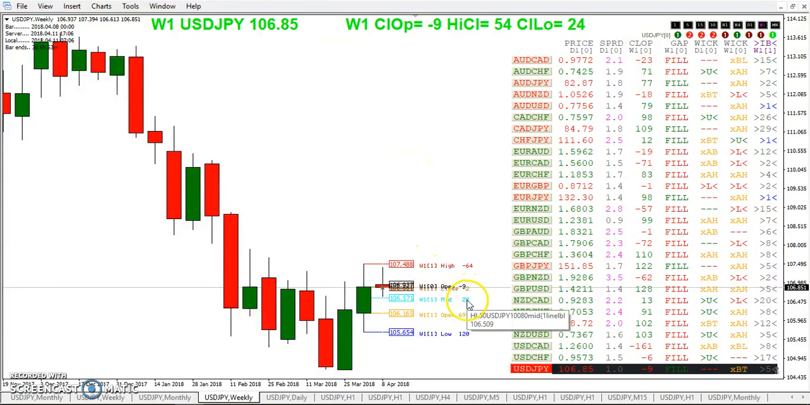And these numbers here, that's the distance between the line and the close. The way it works is it's close minus the line. So that's why you see it's 8 pips below the open, 63 pips below the previous week's high. And once again, all the gaps have filled for the week.